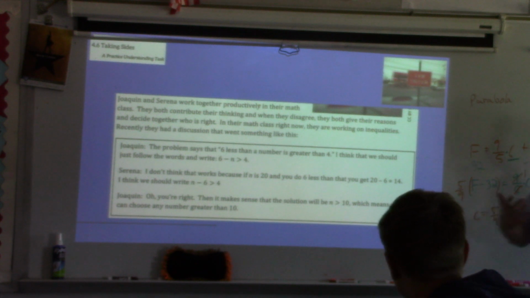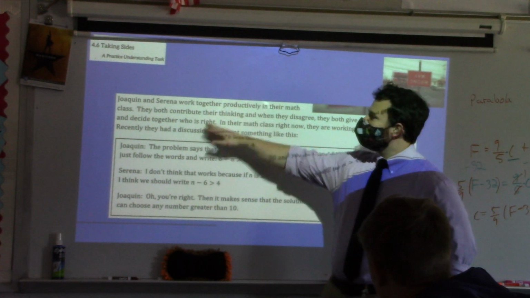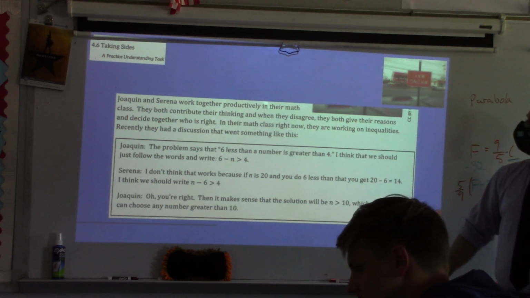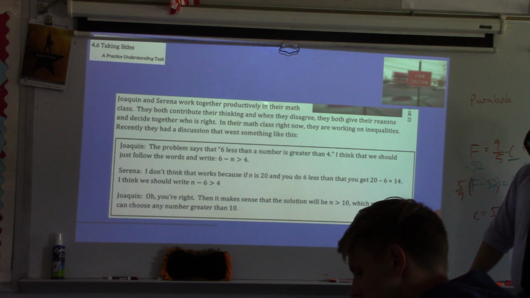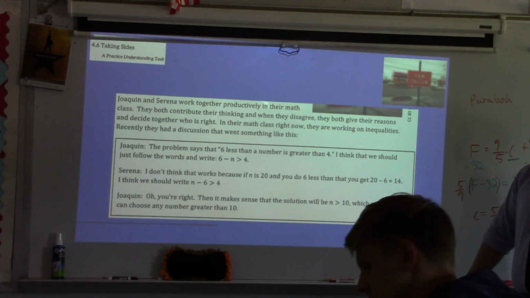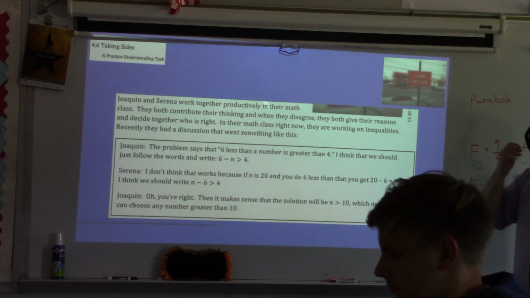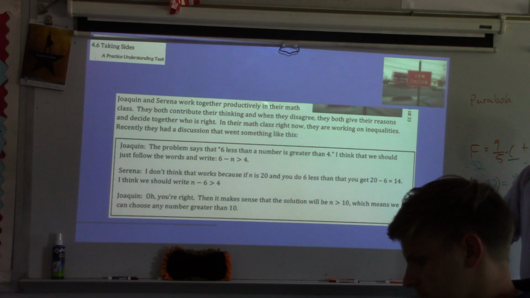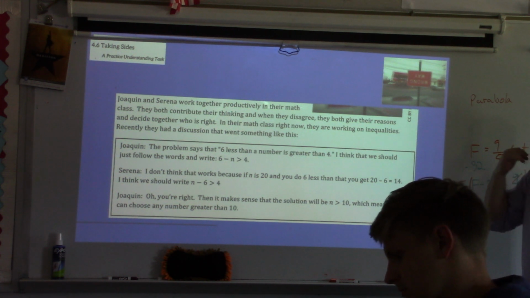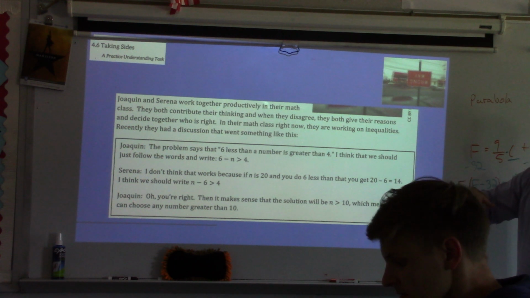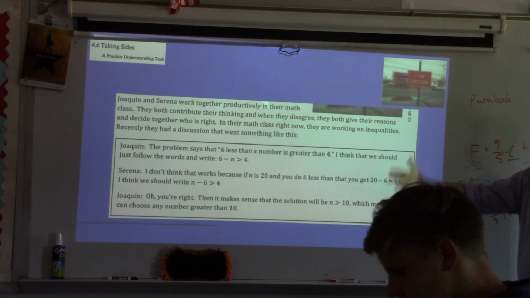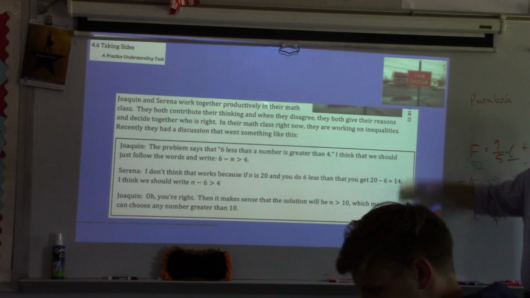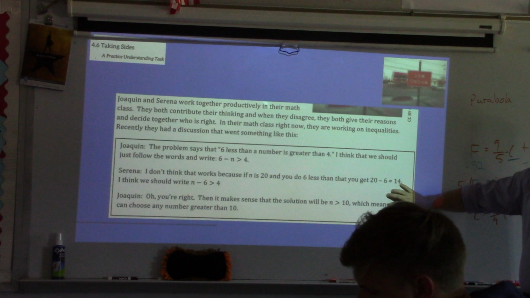Okay. So just as a quick reminder of where we stopped, Joaquin and Serena were working together productively in their math class. They both contributed to thinking, and when they disagreed, they both gave reasons and decided together who was right. In their math class right now, they are working on inequalities. Recently, they had a discussion that went something like this. Joaquin, the problem says that 6 less than the number is greater than 4. I think we should just follow the words and write it as 6 minus n is greater than 4. And so they had a discussion about it to figure out who was right.